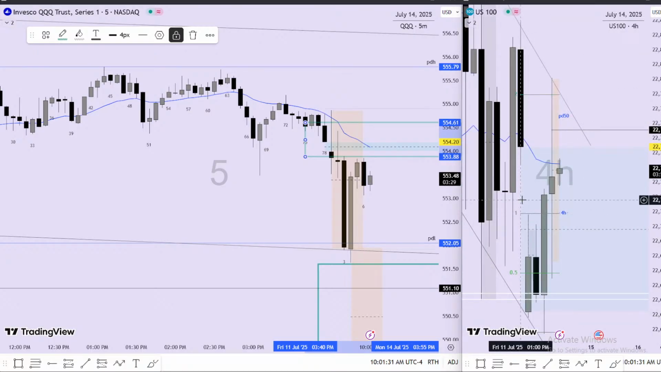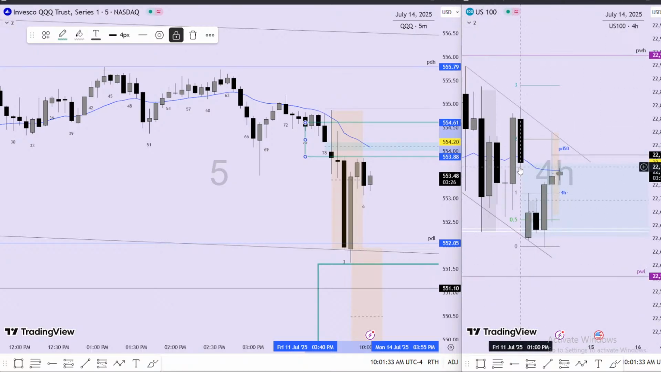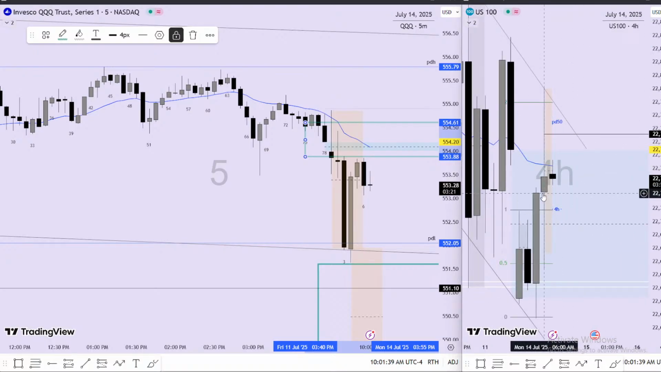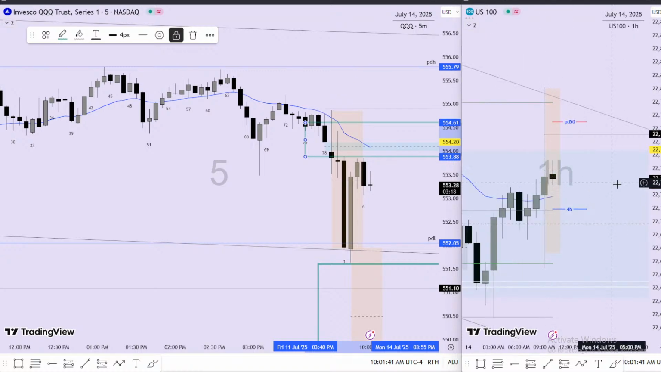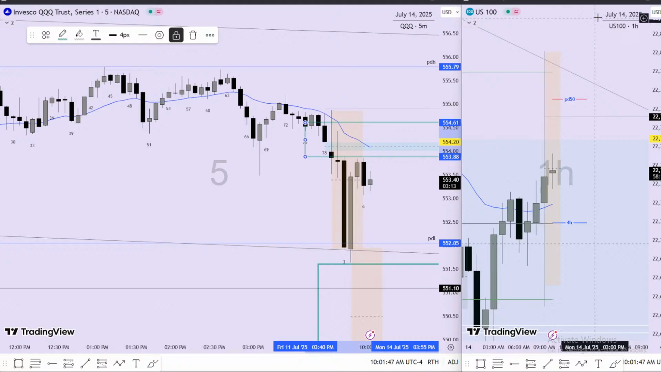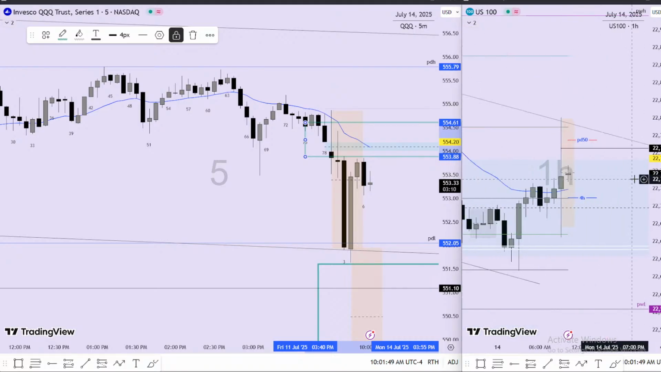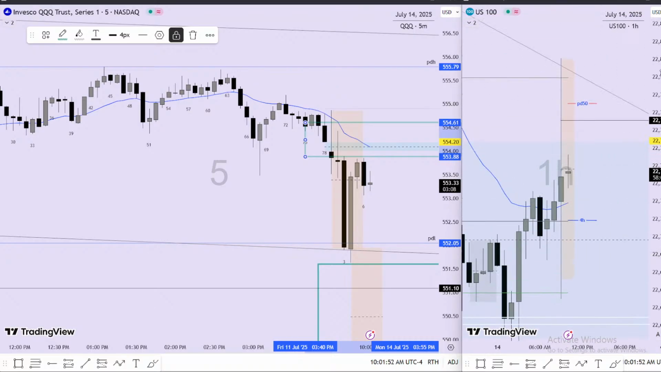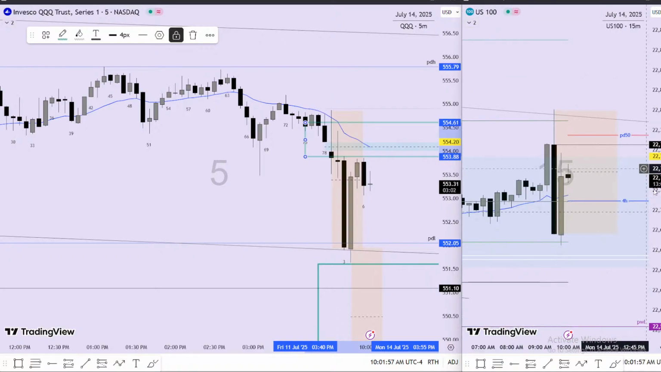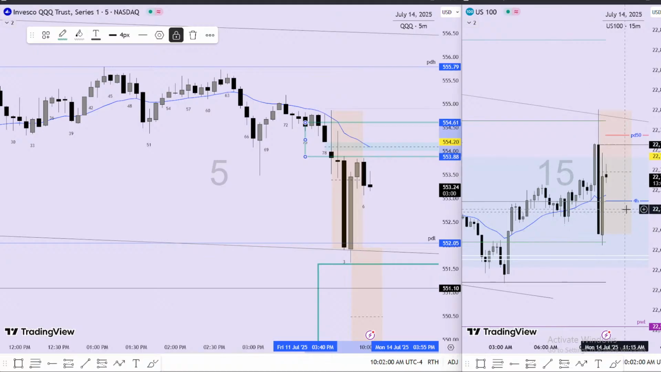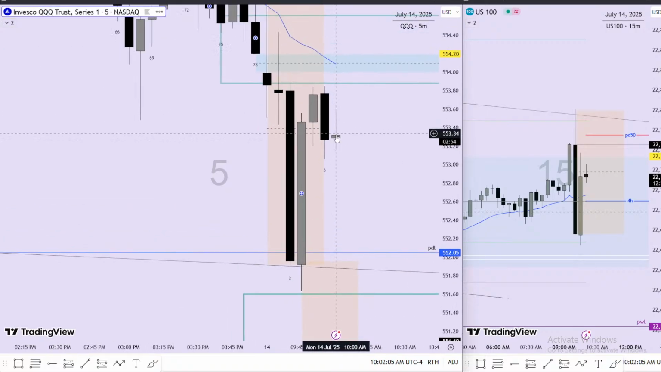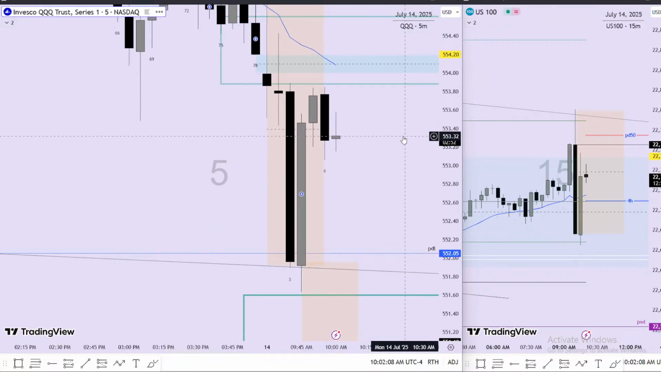4 hours. That was a neutral close on the 4 hours, a doji candle. Still, on the hourly, it was more bullish than bearish. 15 minutes is where the problem started. More confusion.